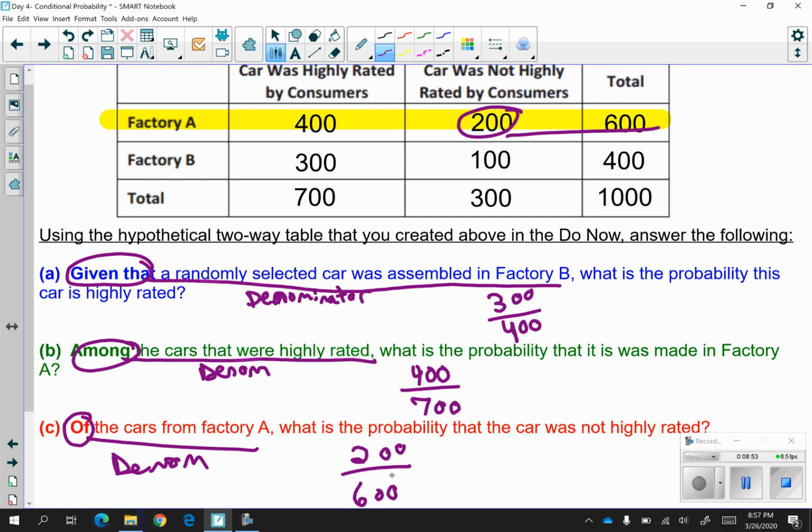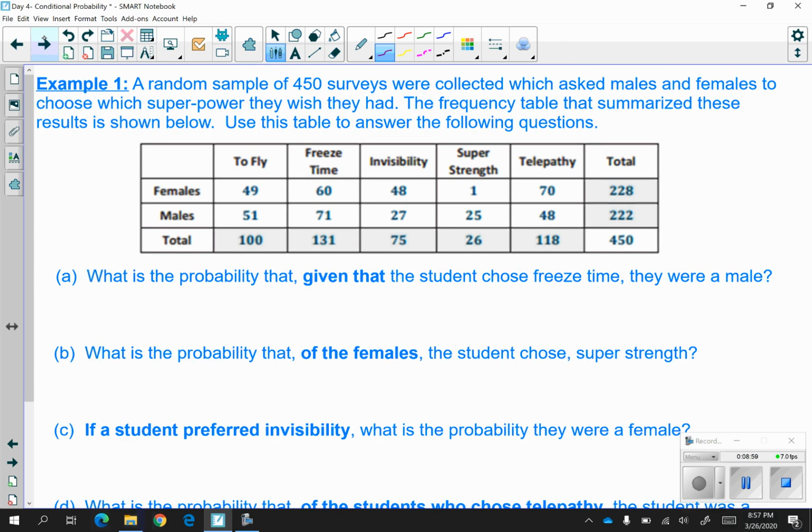So probability really requires that you read carefully and pick up on these keywords. Why don't you try this example and then check back in with the video to make sure that you're doing it properly.